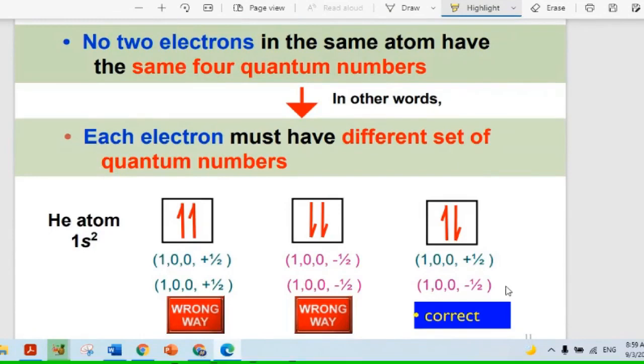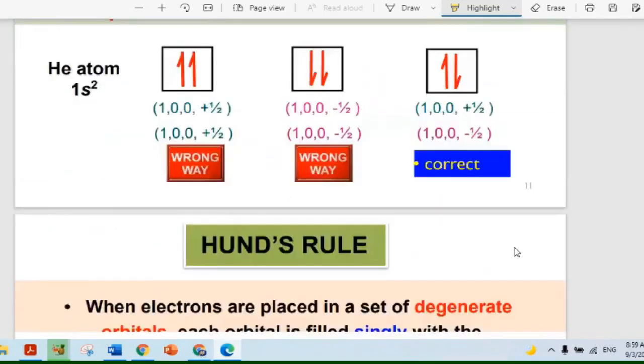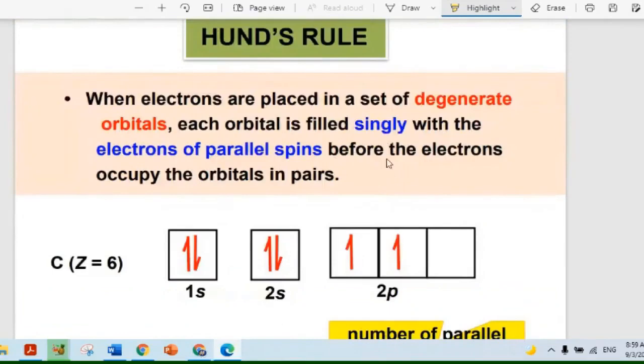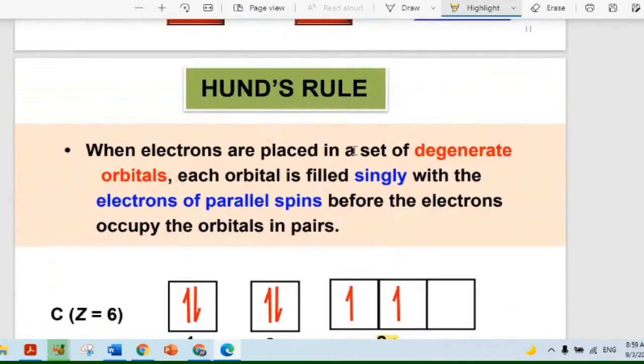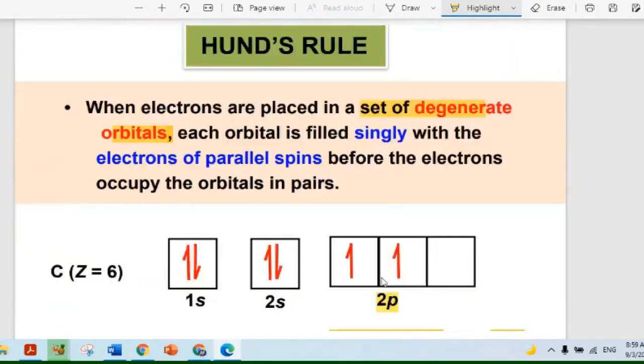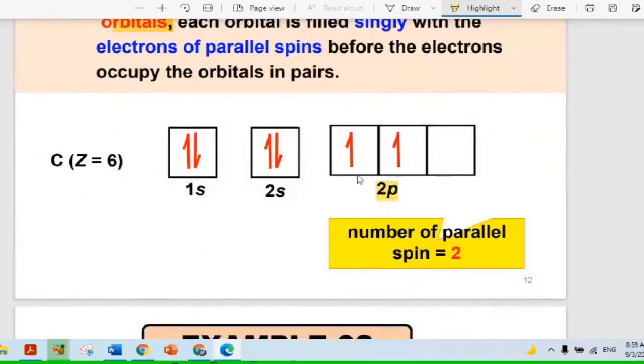Tak mungkin akan sama. Walau n, l, m sama, last kali s mesti berbeza kerana satu ikut clockwise, satu anti-clockwise. Okay. Hund's rule kata apa? Hund's rule normally happen for the 2p orbital, because the definition of Hund's rule, right, is a set of degenerate orbitals. Degenerate orbital means sama. Contohnya yang sama ialah 2p. Mereka sama energy level je. Px, Py, Pz sama je.